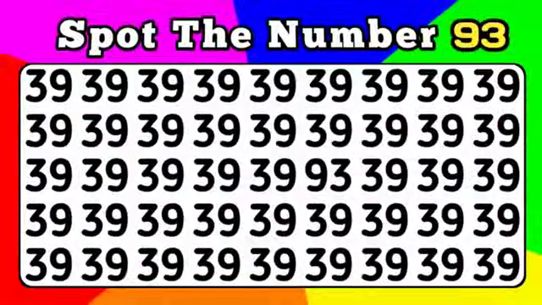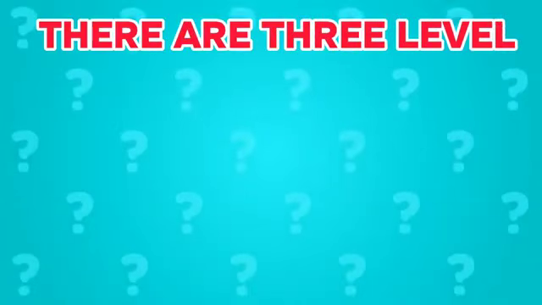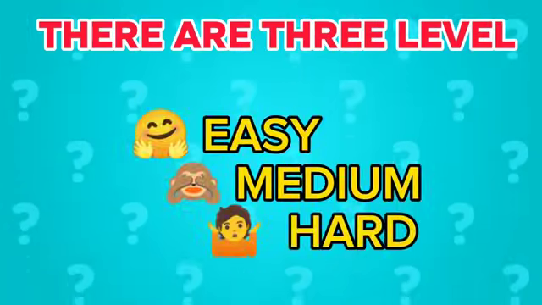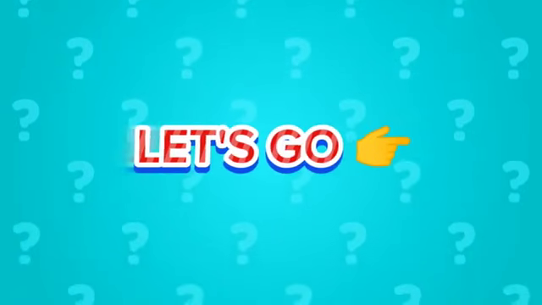In this video, you will check your observation skills. Can you find the odd number and letters within given time? There are three levels: easy, medium, hard. Are you ready? Let's go.